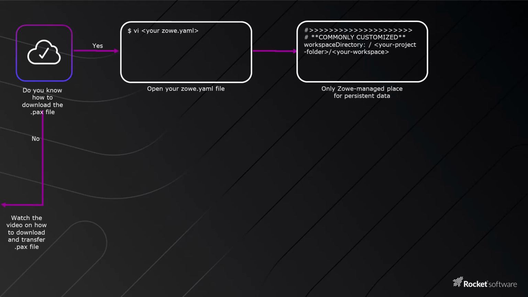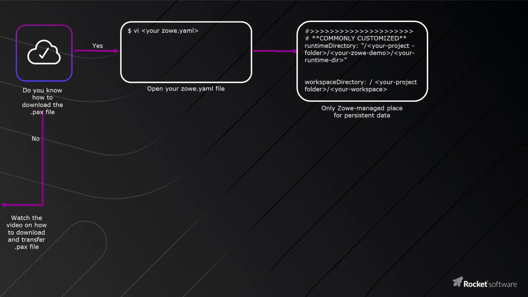The next directory is the workspace directory, where Zowe and extensions can store persistent configuration data beyond the zowe.yaml file. Extensions may also store data outside of Zowe, but this is the only Zowe managed place for persistent data.